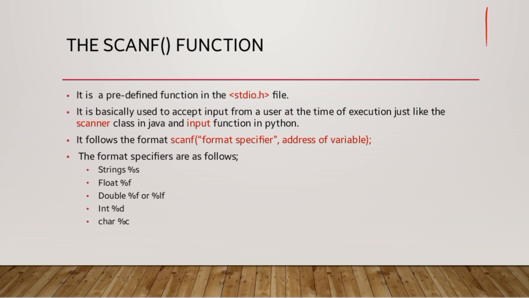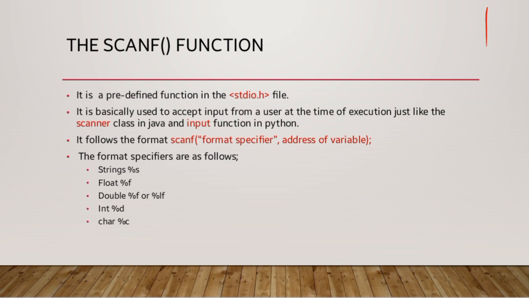I am going to have a format specifier. I've told you about the format specifier earlier on: for string is %s, for float %f, for double %lf as in long float, for integers %d, and for characters %c. So what type of input do I want to accept from the user? I have to specify what data type I'm accepting from the user. It is like a validation. Then the address of the variable I want to store that input in.